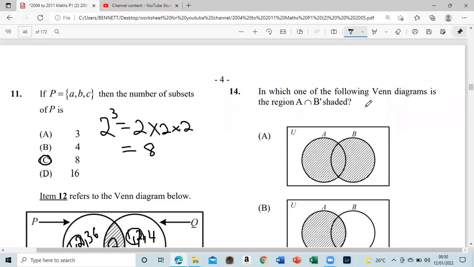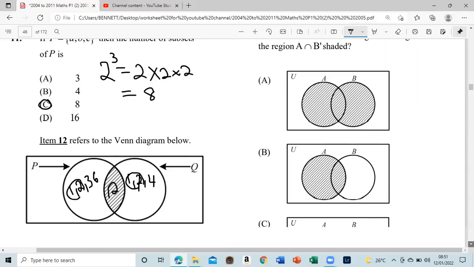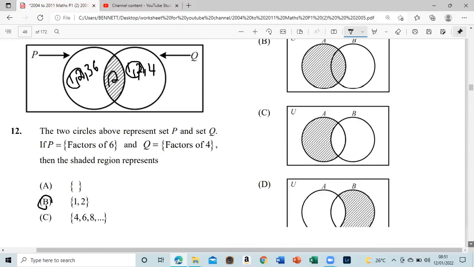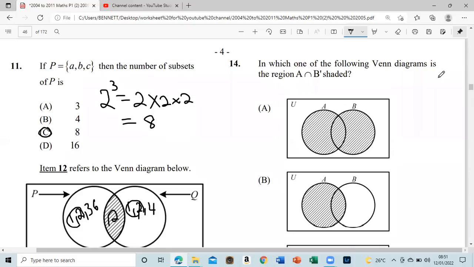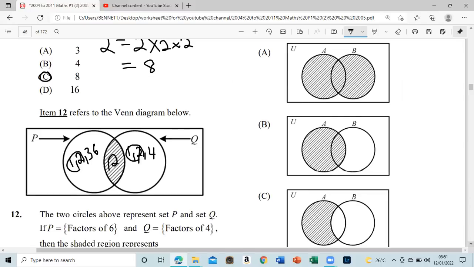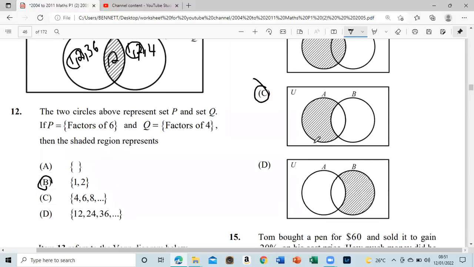14. In each of the following Venn diagrams, is the region A intersect B prime shaded? So let's go. It's not that. A intersect B. No, not that. B prime, so I mean not in B. That's not B. Yep, this is the one. All right, because it means not in B. Prime or complement means not.